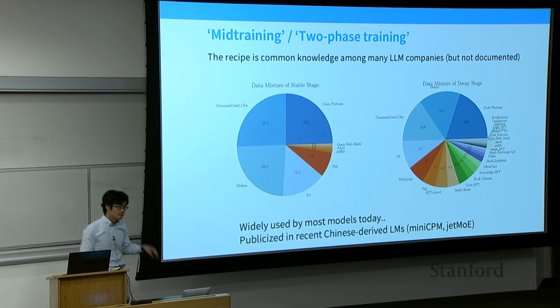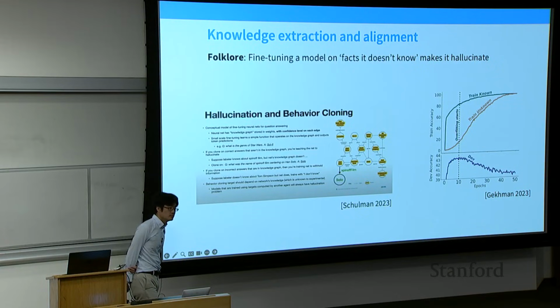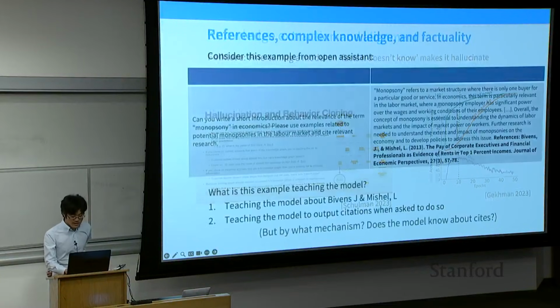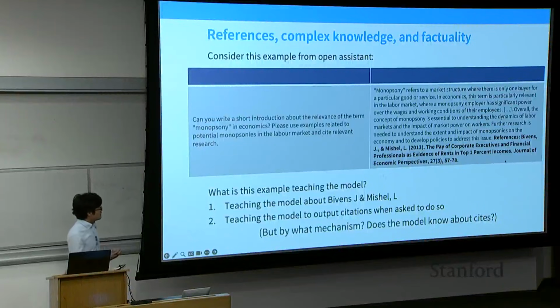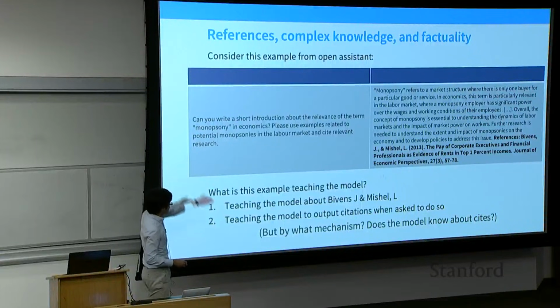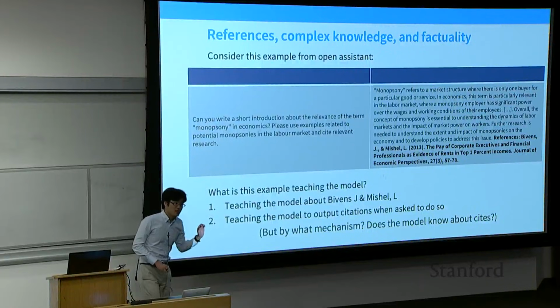With the John Schulman example for hallucination, is the idea that if the model doesn't know the reference that's included in the post-training data, it hallucinates, and if it does know that fact, it would not have the same behavior? That's right, or that's the claim. If the model did know this citation, then out of these two competing mechanisms, what it would learn is, whenever I see this example, I should retrieve my knowledge about Bivens and Michel L, and then use that as a citation.